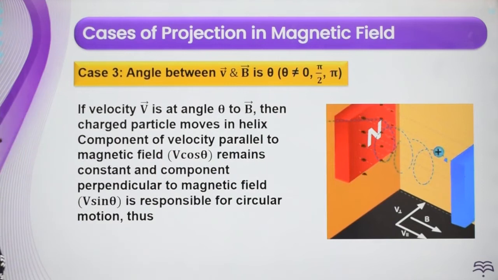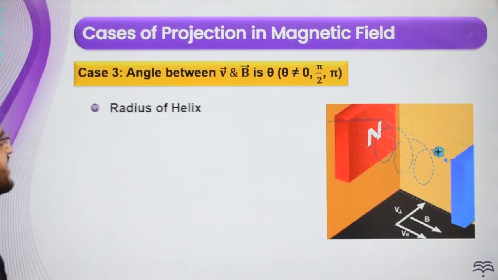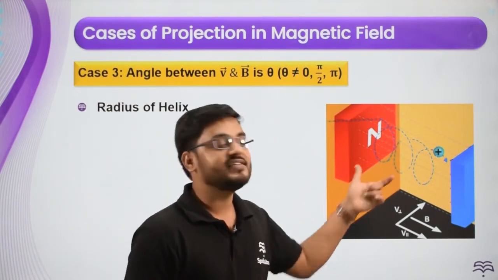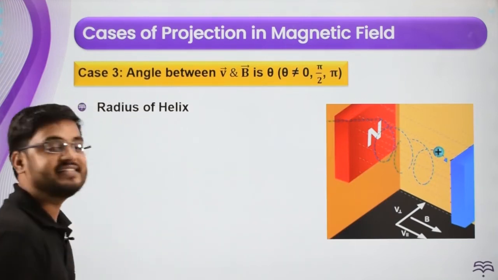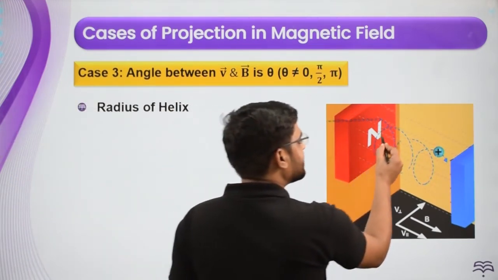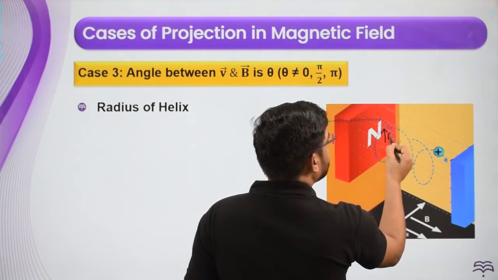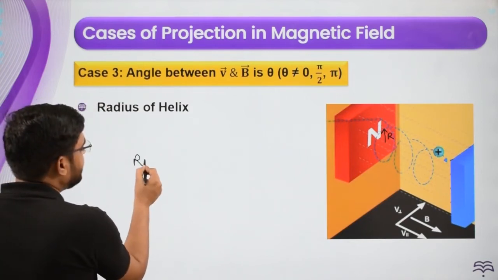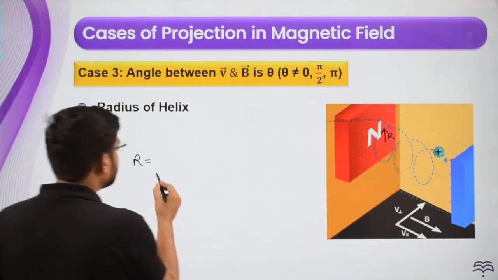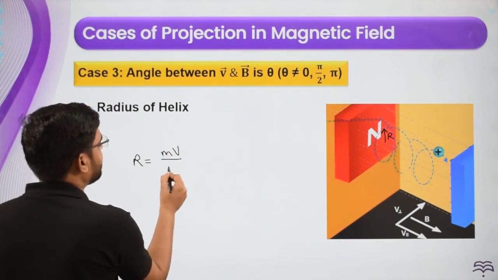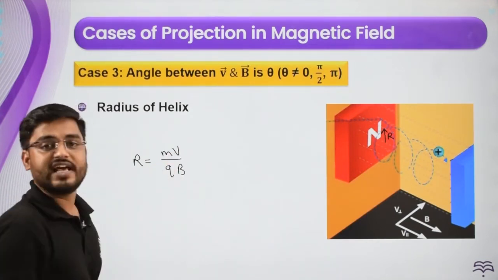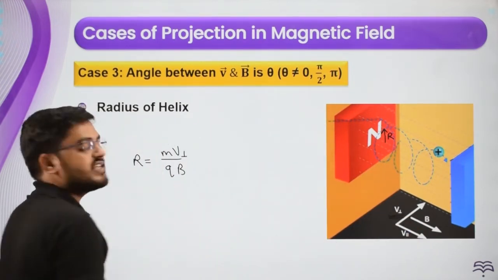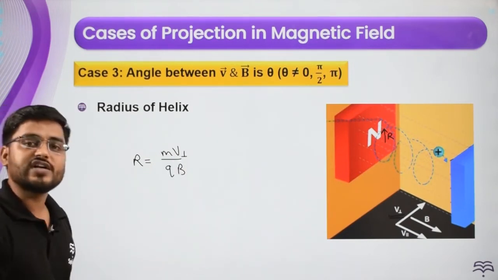Now, there are some parameters of the helical motion which we need to understand. First is the radius of the helix. The motion is known as helical motion and the path is known as helix. The radius of the circular motion is known as the radius of the helix, coming from the circular part. So radius is nothing but mv by qB. But which v needs to be utilized here? The v perpendicular. It is this v perpendicular which makes the circular motion possible, and v perpendicular was v sine theta.